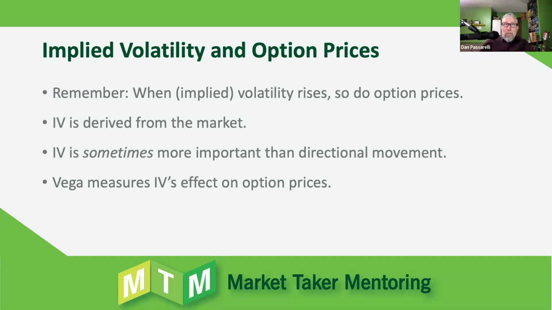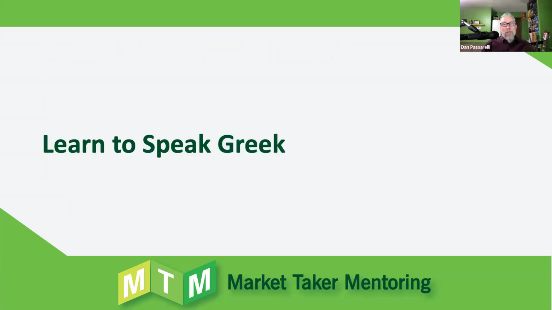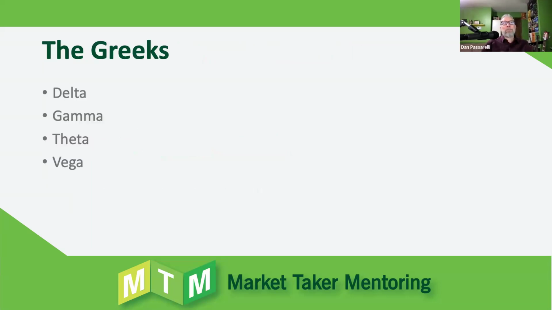Vega measures implied volatility's effect on option prices. I describe Vega as the great translator. It translates, hey, implied volatility moved this much. That means options prices move this much. Well, what's the exact relationship? Vega stands in the middle. Vega is the translator.